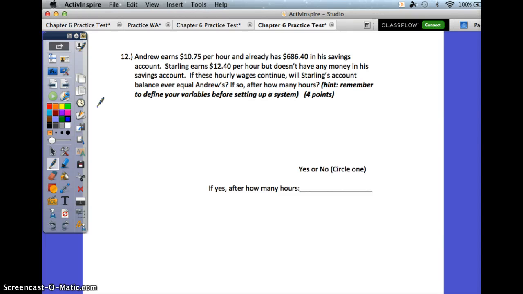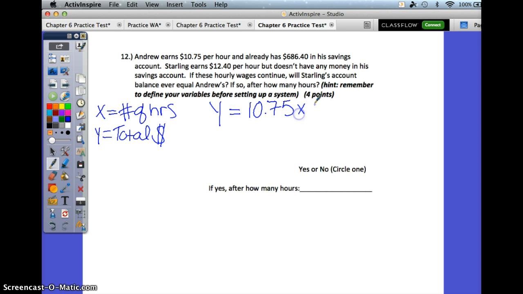So the hint is to first define our variables. We know that we're trying to find the total amount of money and the number of hours. Your total money depends on the number of hours. So that's why y is total money. For Andrew, we know that his total money comes from the fact that he earns $10.75 an hour plus the fact that he already has $686.40 in his account. For Starling, he's only making $12.40 times the number of hours. He doesn't have anything to add on to it.